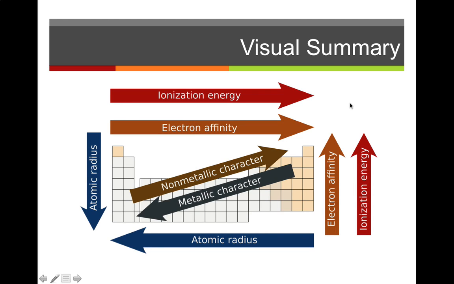Here's a little visual summary for you, taken off the internet. The picture is in your notes along with the citation for it. The only thing that we didn't talk about is the metallic and non-metallic characters, and we're going to be talking more about that in our notes in part 3. The non-metallic character is increasing as we go from bottom to top and left to right, and the metallic character increases as we go top to bottom, right to left.